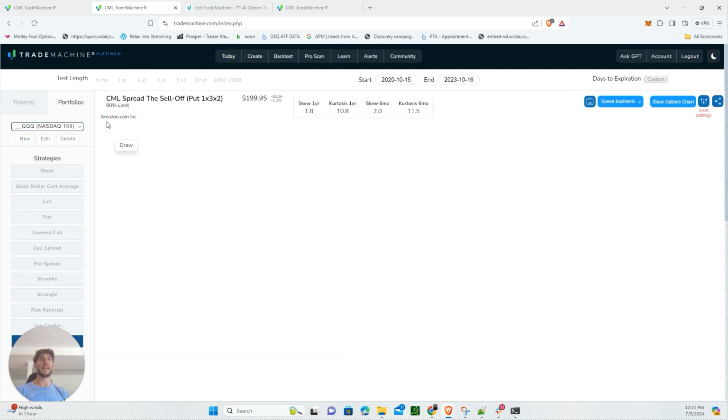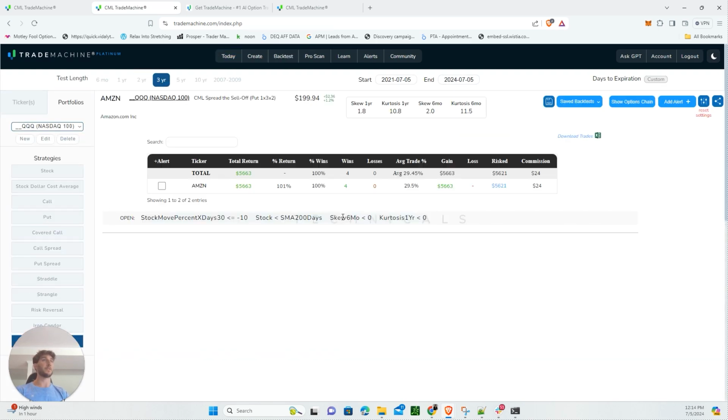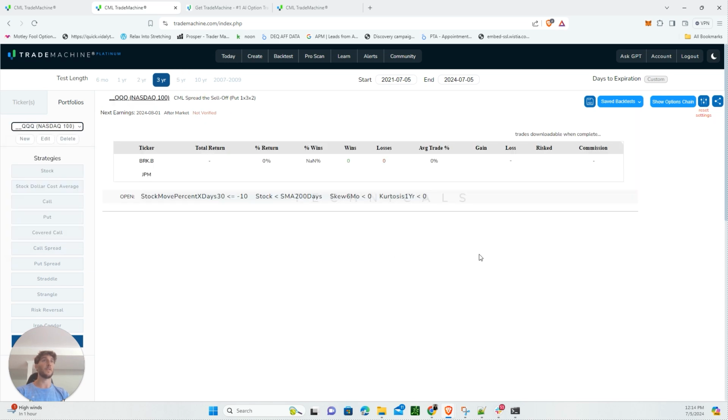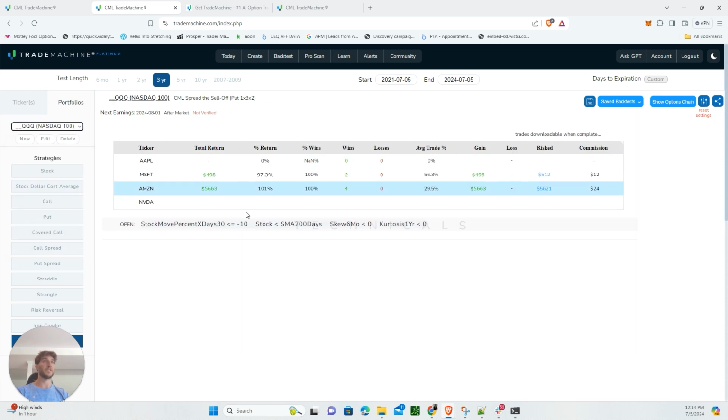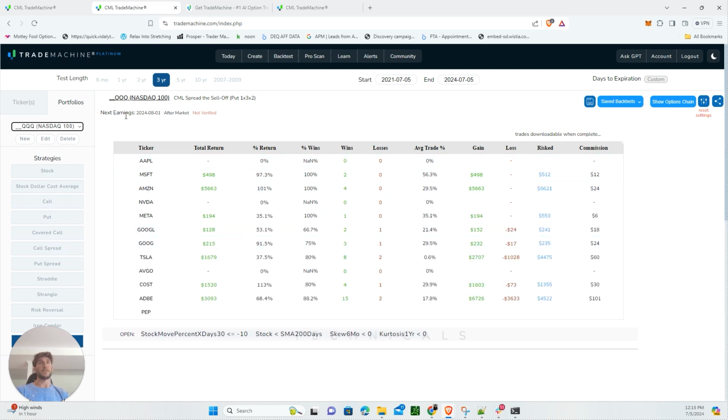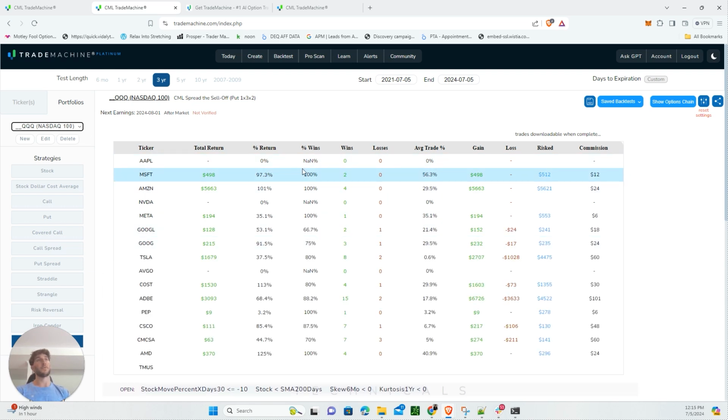And we're going to do it for the NASDAQ 100 over the last 3 years. And essentially what Trade Machine is going to do here is it's going to run this backtest on this one specific strategy for the NASDAQ 100 over the last 3 years. And you'll see it kind of start to slowly populate these in over time. There's obviously 100 tickers, so it's going to go through 100 of these.